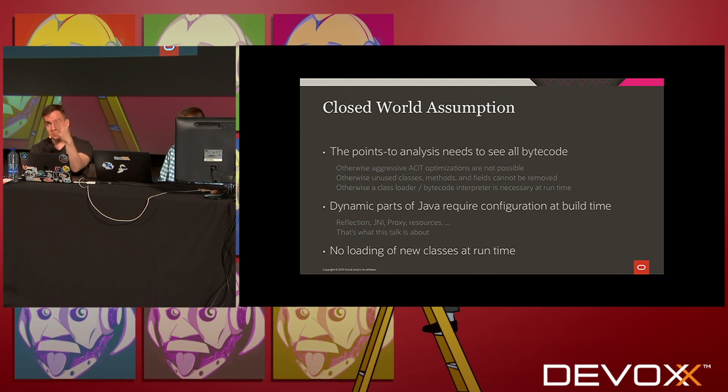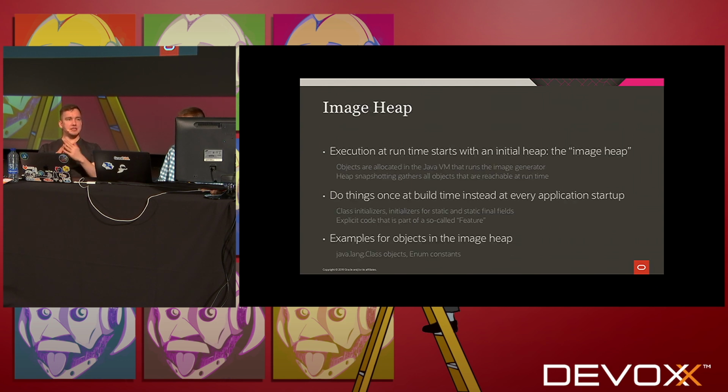So all the dynamic parts of your application will require being configured at the image generation time. This is the direct implication. And also, the direct implication is that there will be no loading new classes at runtime. The closed world assumption. This is very important. What it gives us is performance, and it gives us a little bit less than ideal developer experience with using the native image currently. It's getting better.